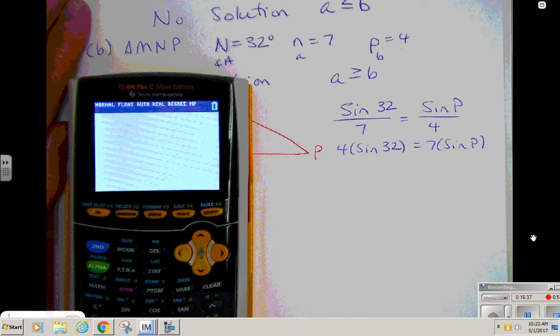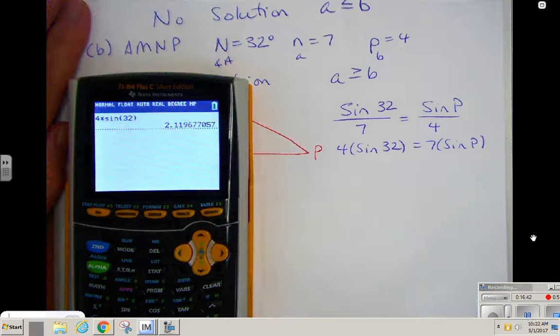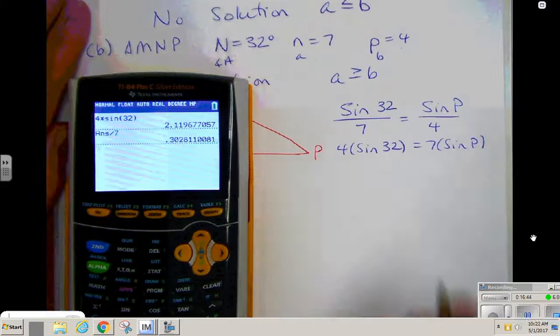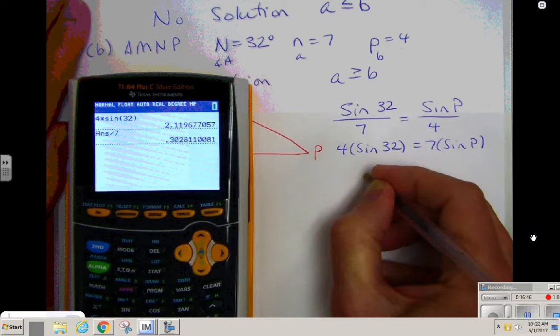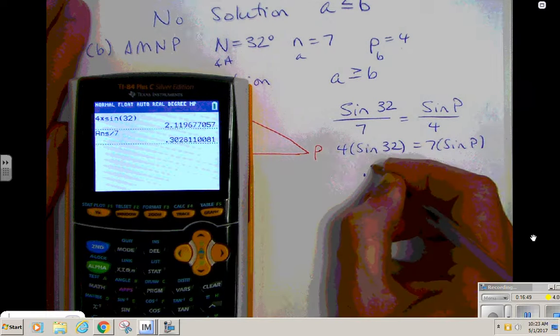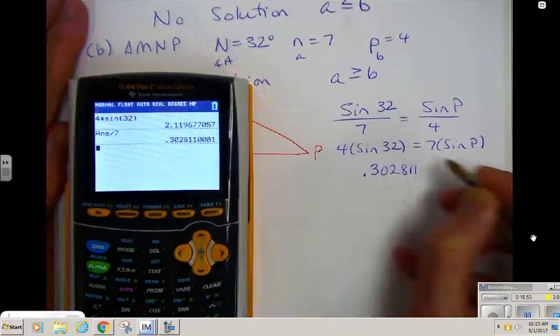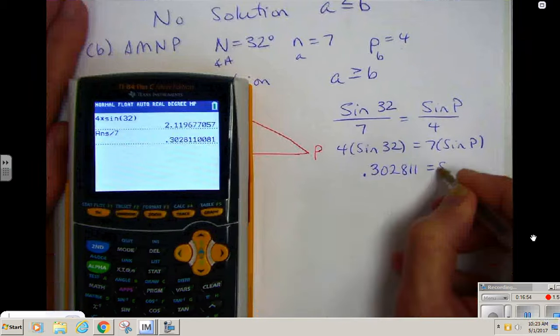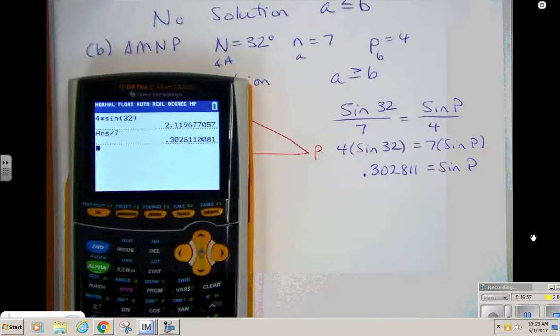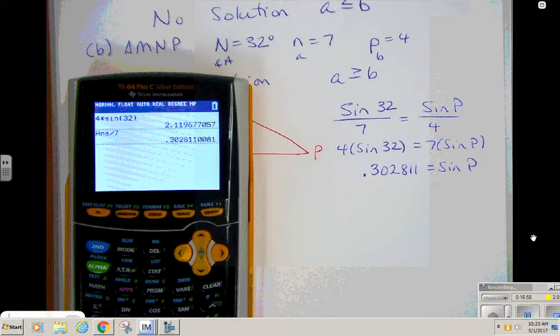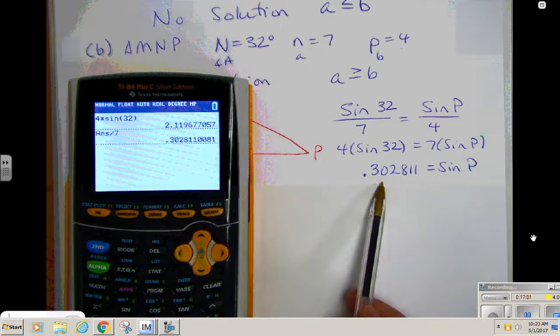4 times sine of 32, and I want to divide that by 7. So I'm getting that the sine for angle P is about 0.3028. I'm going to carry it out a few decimal places. So I actually want to solve for the angle. Okay, and this is the sine for the angle.